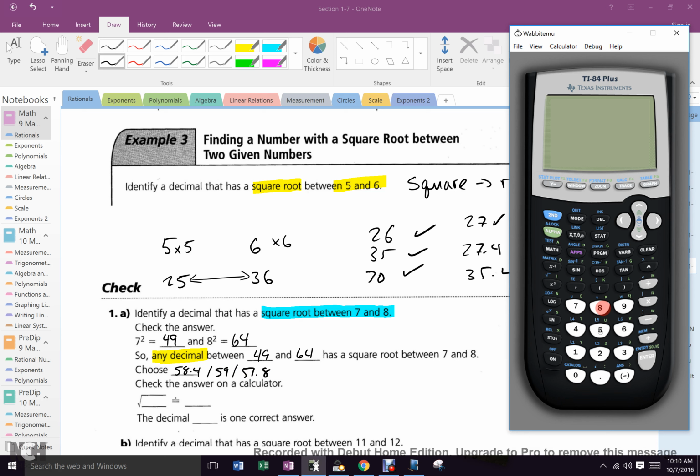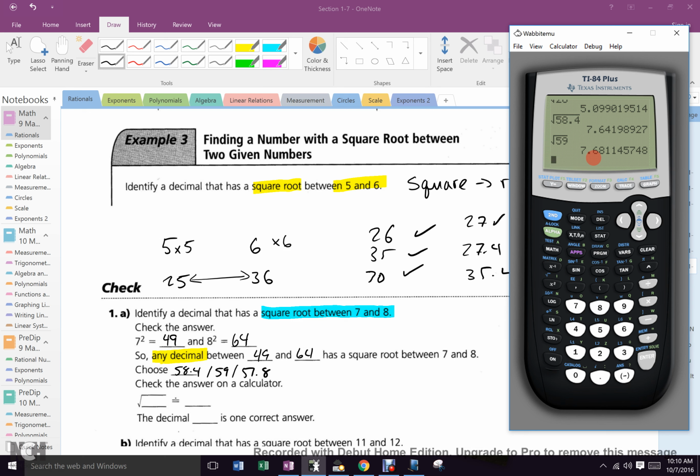Square root of 58.4 is 7.6. Is that between 7 and 8? Yeah. So did Dale give me a right answer? Yes. Austin's was 59. Square root of 59. Is that a decimal? Yeah, because it's 59.0, isn't it? Square root of 59 is 7.68. Is that between 7 and 8? Did Austin just get 1 out of 1? Yeah, he had the right answer.